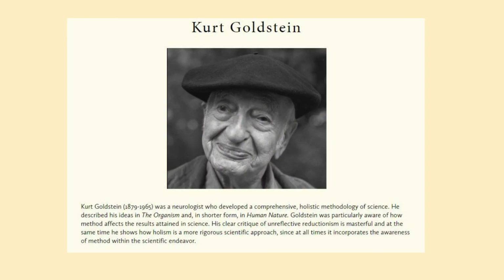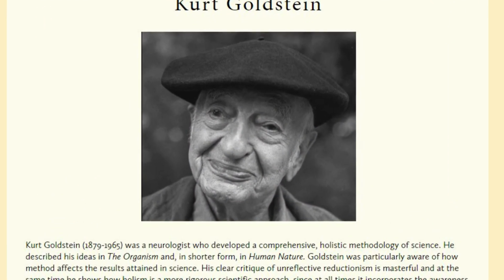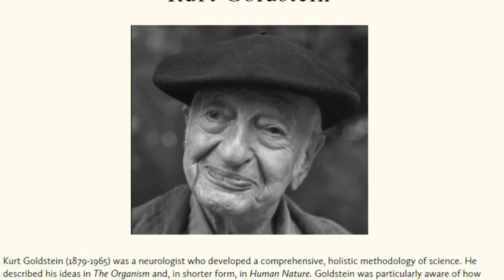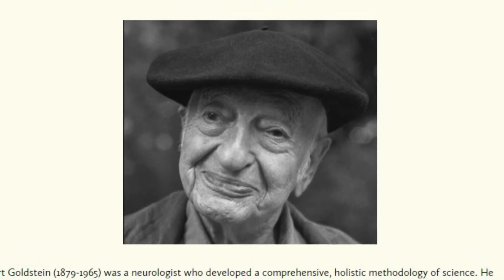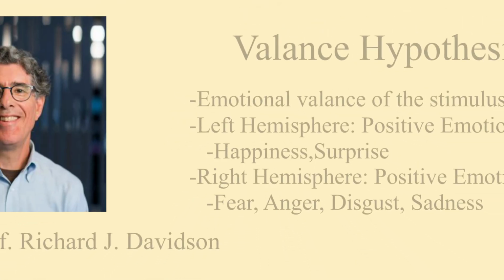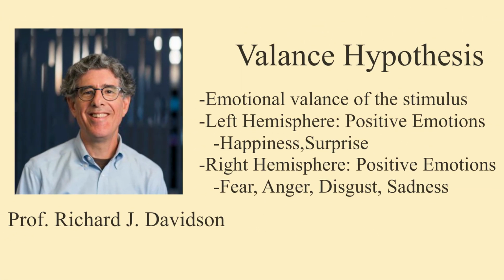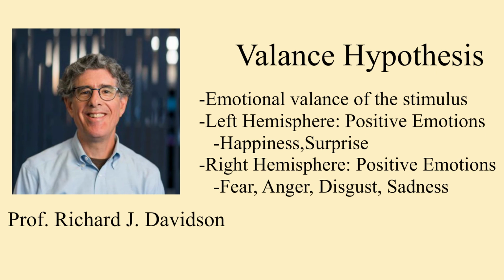of brain asymmetry. Goldstein, 1939, showed that damage to the left hemisphere was more likely to cause a catastrophic depressive reaction in psychiatric patients than damage to the right hemisphere. The other brain asymmetry model, which was called the valence hypothesis, suggested by Davidson in 1995, states that the pattern of hemispheric dominance depends on the emotional valence of the stimulus. According to this model, the left hemisphere takes a role in positive emotions and the right hemisphere takes a role in negative emotions. Negative emotions: fear, anger, disgust and sadness. Positive emotions: happiness and surprise.